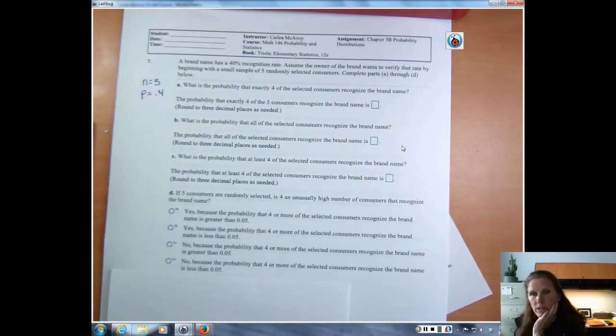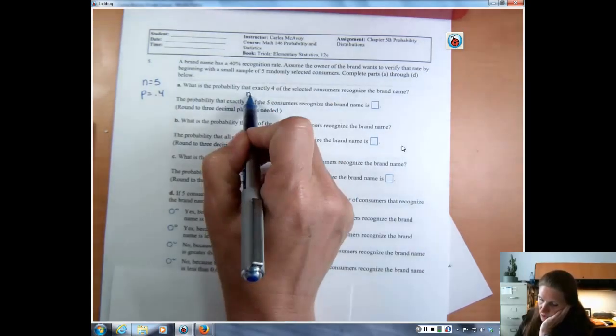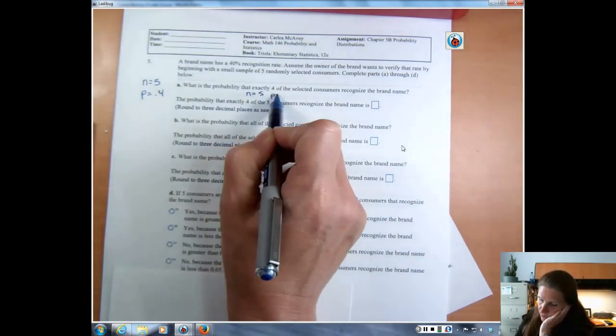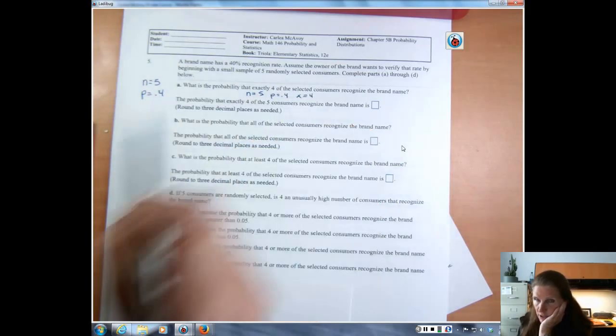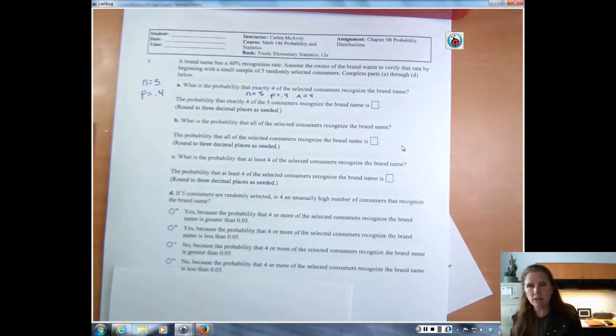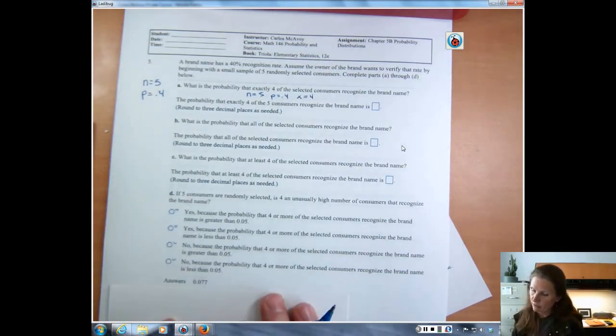What is the probability that exactly 4 of the selected customers recognize the brand name? Well, if I want to do that problem, n is 5, the probability of success is 0.4, and I want exactly 4, so I want 4 successes, and then I would put that into the calculator. That one answer is 0.077. You can do that in your calculator to find that.